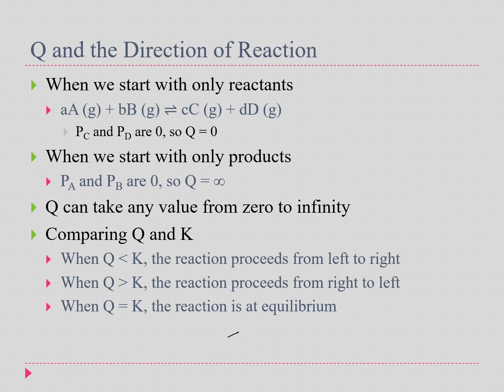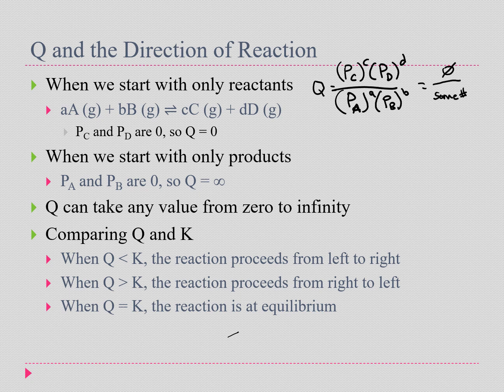So let's say that we start with only reactants. Then our Q would be the partial pressure of C to the c power times the partial pressure of D to the d power, over the partial pressure of A to the a power and the partial pressure of B to the b power. If we only started with reactants, then we would have 0 divided by some number. Well, 0 divided by some number is 0. So our Q was 0.